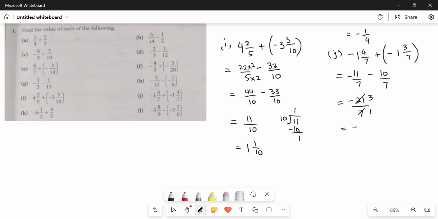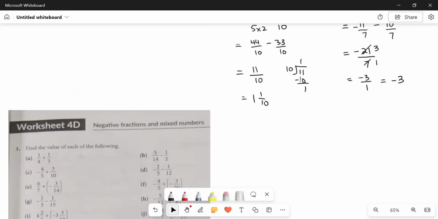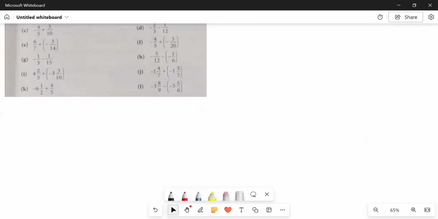So it would be minus 3 over 1. But we do not put 1 in the denominator. So it would be minus 3 whole. It means this time we are getting a whole number as the answer, right?